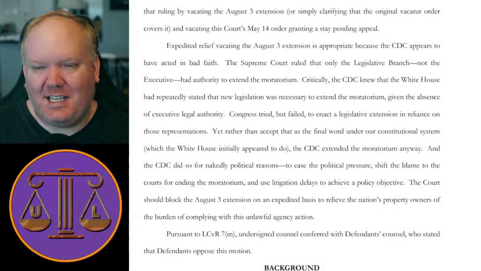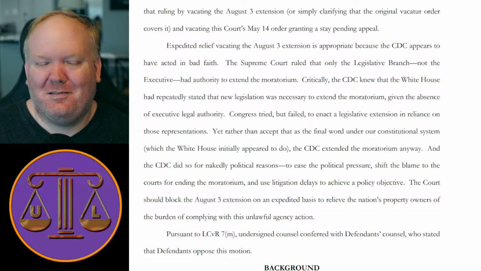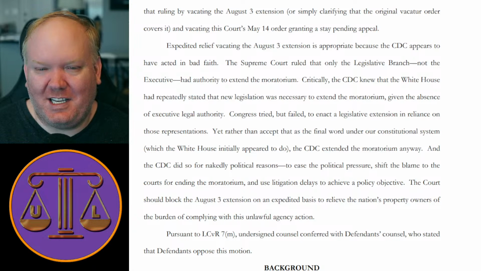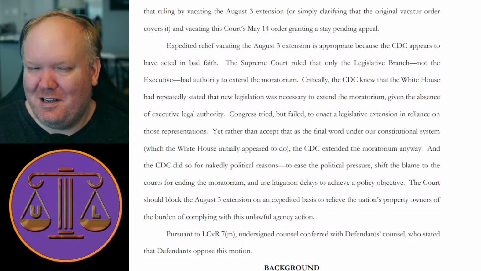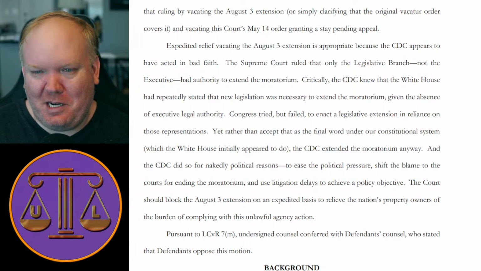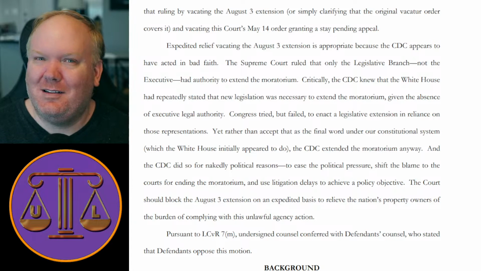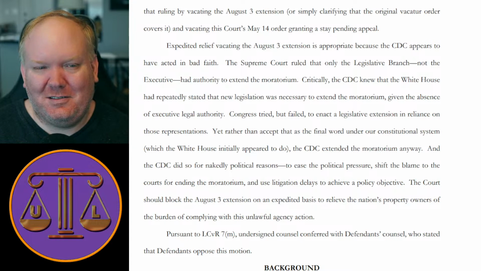Expedited relief vacating the extension is appropriate because the CDC appears to have acted in bad faith. Yeah. The Supreme Court has ruled only the legislative branch, not the executive, had authority to extend the moratorium. Chevron does have its limits. Thank God. As small as they are. Critically, the CDC knew the White House repeatedly stated new legislation was necessary to extend the moratorium given the absence of legal authority. Yeah, here's a secret for you.